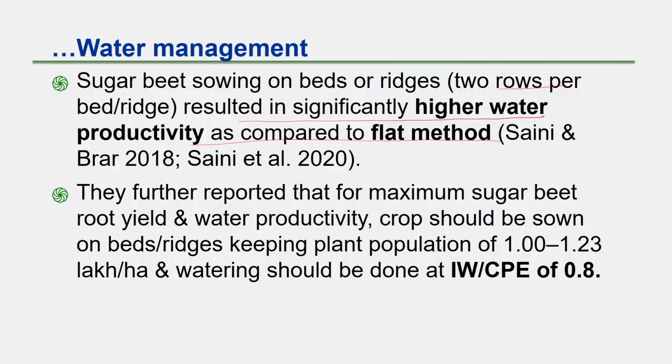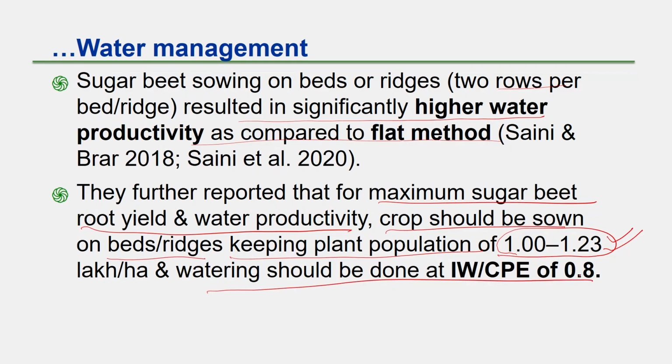They further reported that for maximum sugar beet root yield and water productivity, crops should be sown on beds and ridges, keeping a plant population of 1 to 1.23 lakh per hectare. So, according to them, this is the right plant population of sugar beet, and watering should be done at an IW/CPE ratio of 0.8.